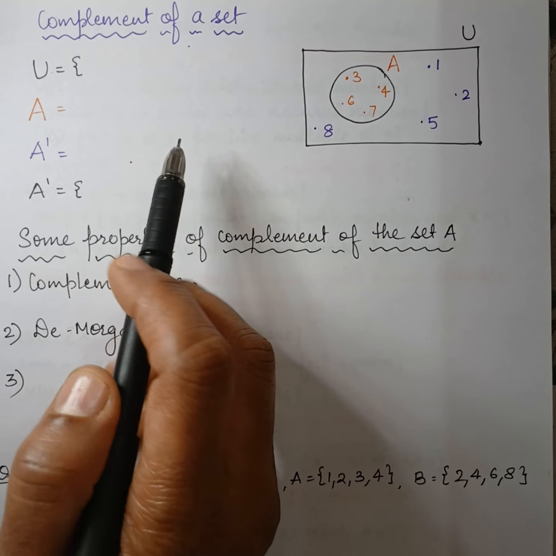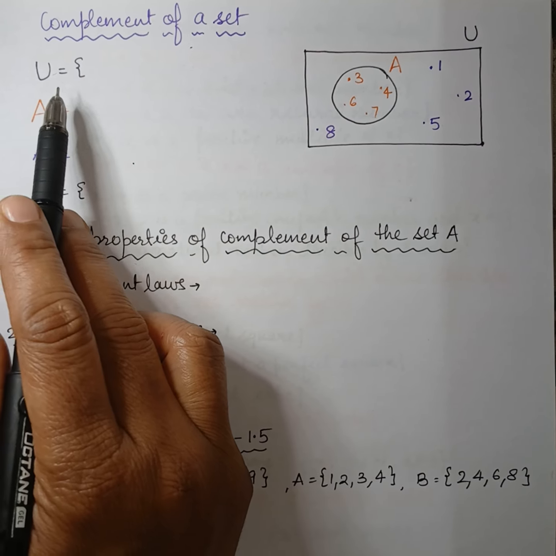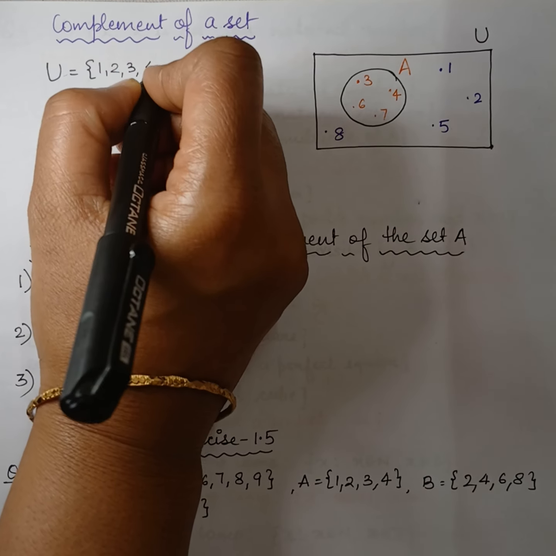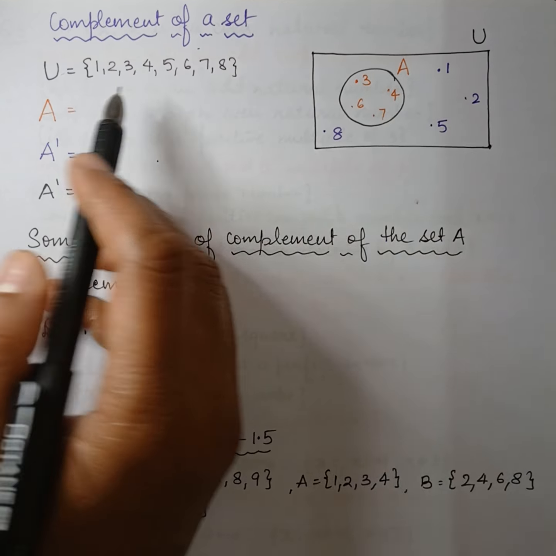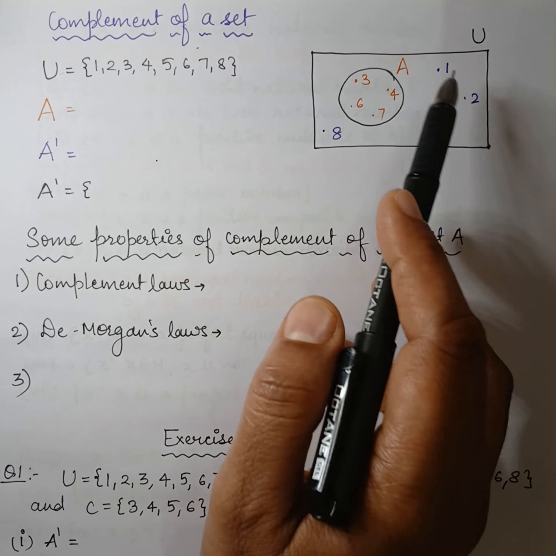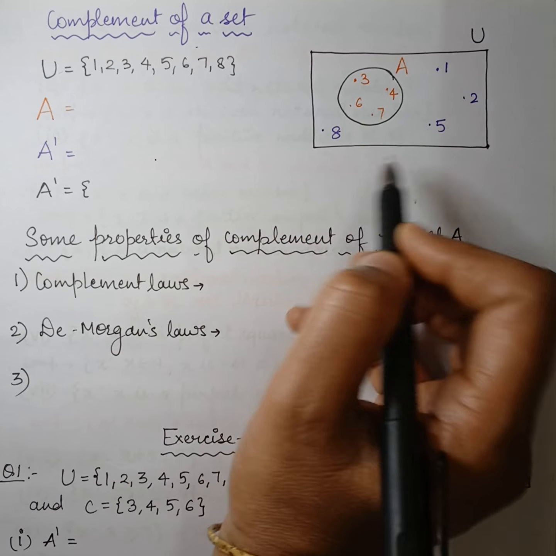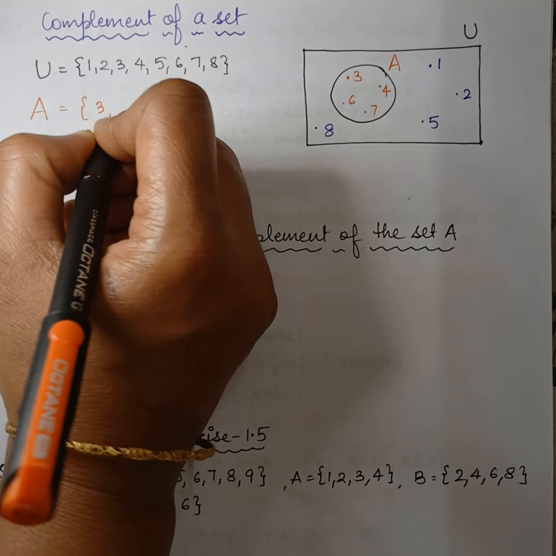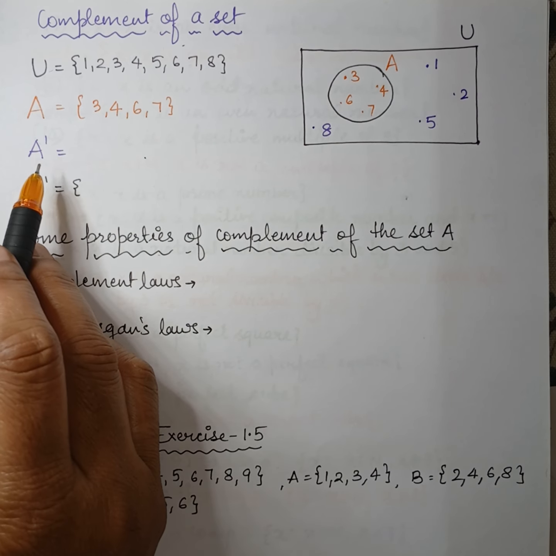In this video, let us understand how to find the complement of a set. Suppose universal set U is given, which is 1, 2, 3, 4, 5, 6, 7, 8. You can see that in universal set we have these elements 1, 2, 3, 4, 5, 6, 7 and 8. And in A we have 4 elements: 3, 4, 6 and 7. Now we have to find A complement.